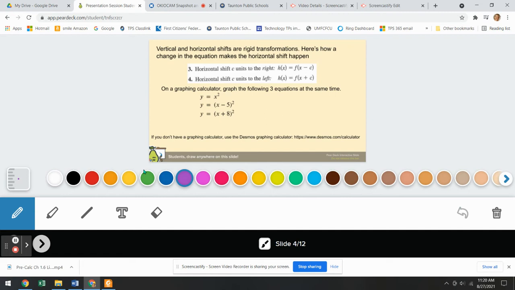For the horizontal shift to the left, you're going to be adding a value to your independent variable before you run it through the function. So that will be the different thing. And again, grab your graphing calculator, or click onto the Desmos graphing calculator and type those in. Pause this video while you're doing that, and you can see exactly what happens. So the x minus 5 doesn't go left, but it goes right 5 units.